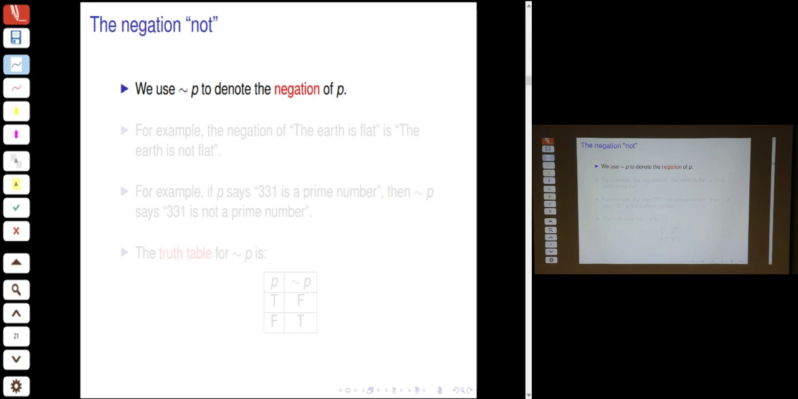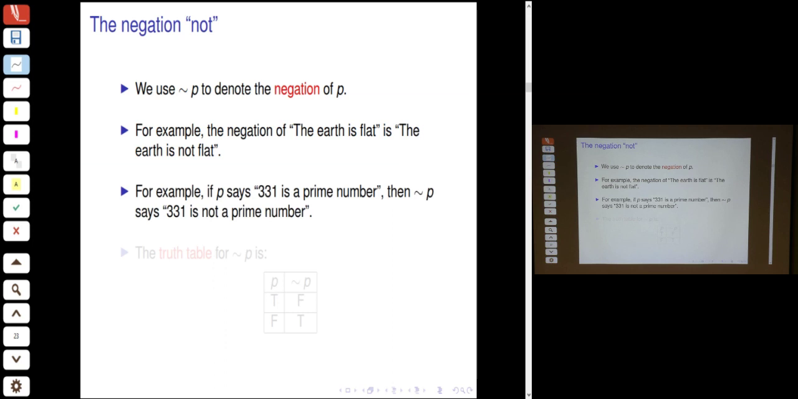So I'll read it as not P. Okay. So, for example, say the Earth is flat. The negation of "the Earth is flat" is "the Earth is not flat." Right? So it's just like that. Okay, let's use a mathematical example.